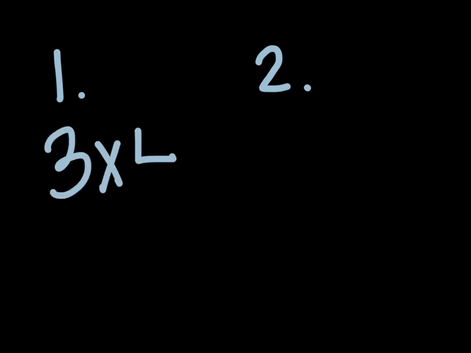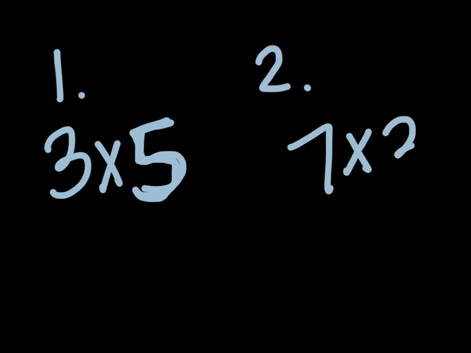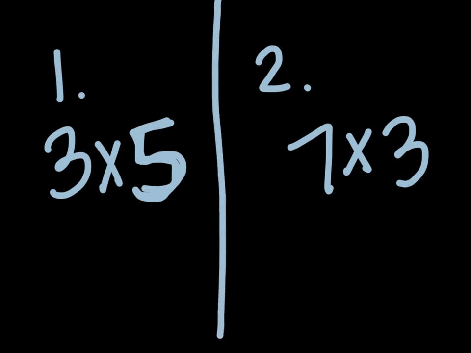I'm going to give you 2 problems to try and solve on your own, and I would like for you to pick one of the methods you learned today, whether it be the number line or it be an array, to solve this problem. So the first one is 3 groups of 5, and the second is 7 groups of 3. So remember, you're going to pick either the number line or you're going to pick an array to solve these 2 problems. And I want you to bring your answers to class and we'll share with everybody.